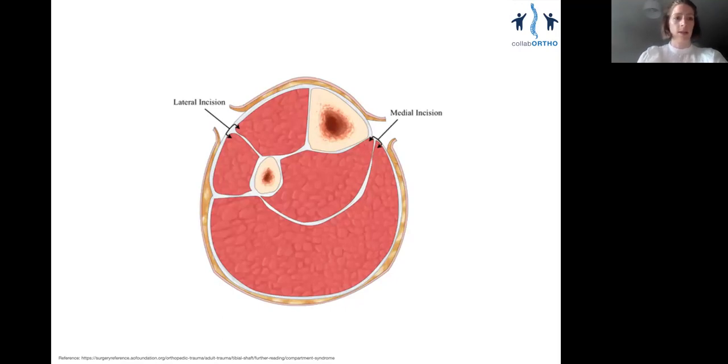Once the tissue has settled, usually a couple of days later, these wounds can either be closed primarily or, if there is still too much tension, skin grafts can be used.